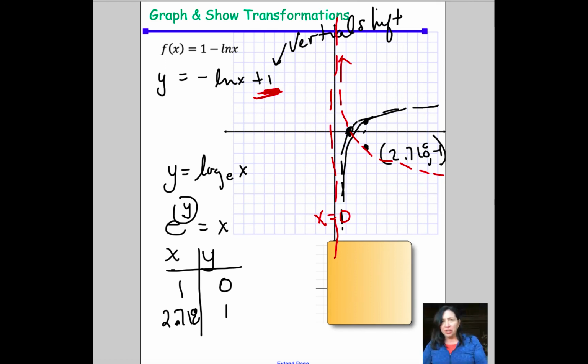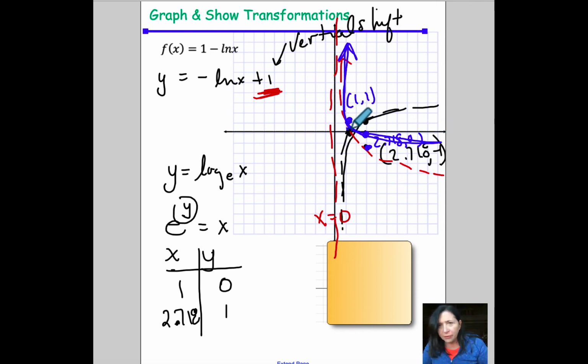This is my vertical shift. So my graph is going to go up 1. I'm going to take both of my points and move them up. So instead of this being 1, 0, now it's going to be here, which is 1, 1. And instead of this point being 2.718, negative 1, it's now right here at 2.718 comma 0. And so this being my final graph here, it's going to look like this.